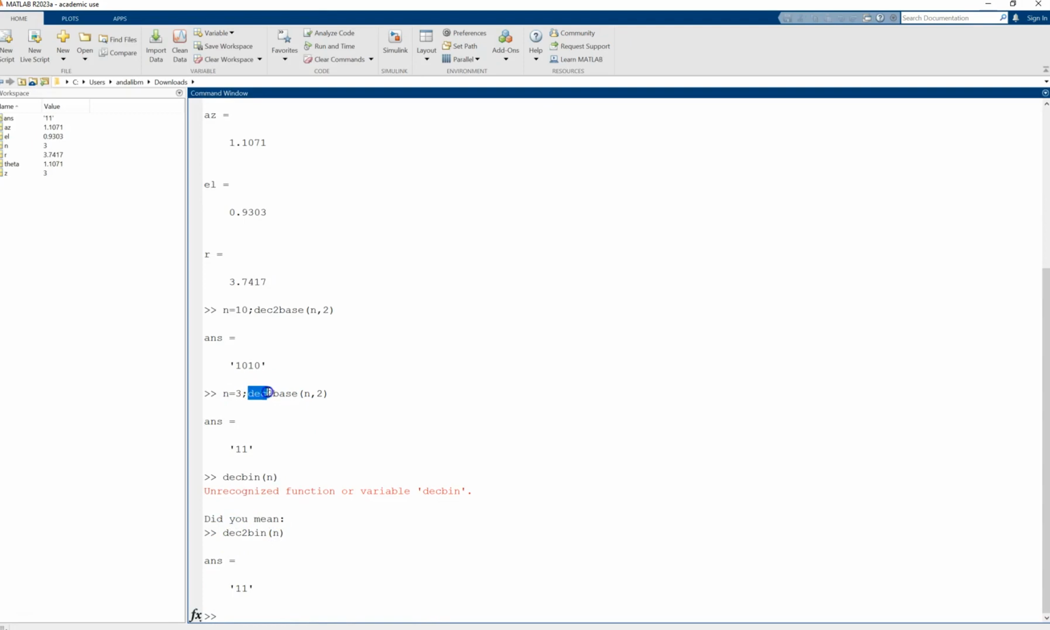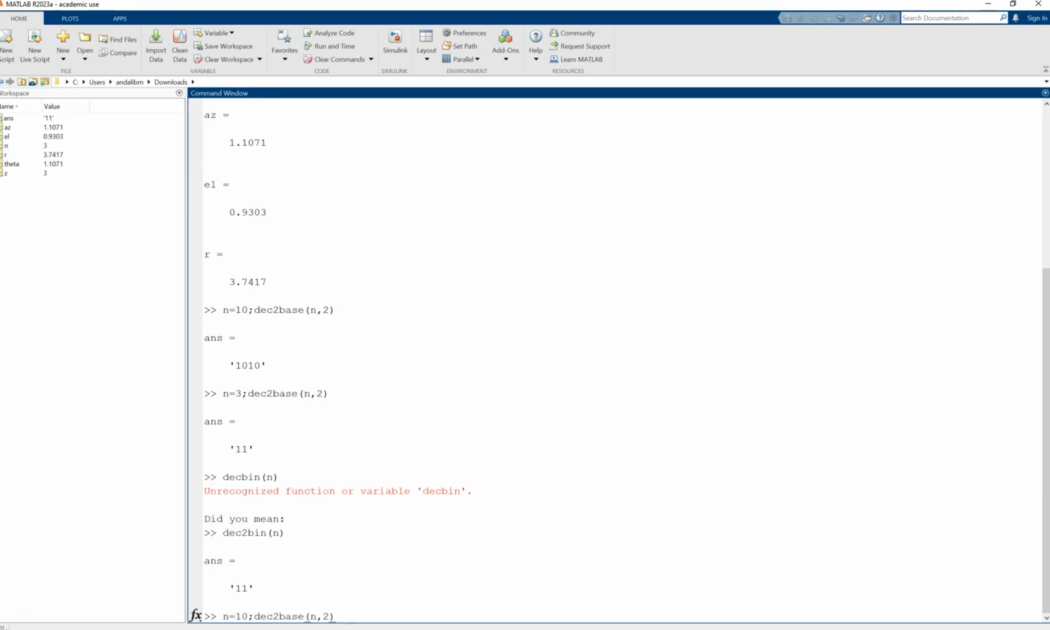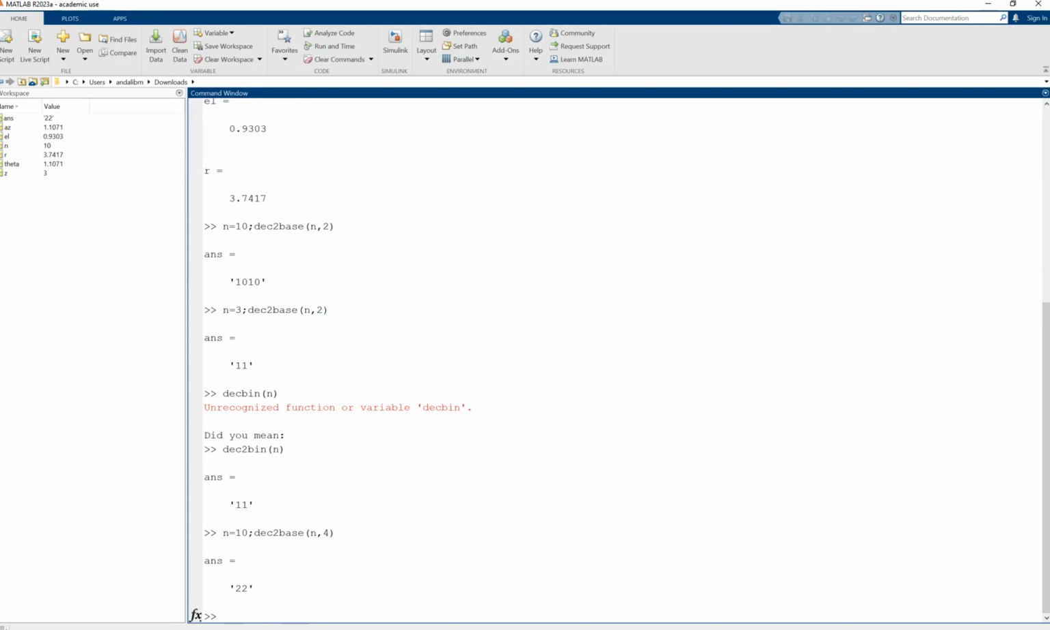But this command is more powerful because you can take it to any base you want, not just 2. For example, if I want to convert n, which is 10, to base 4 instead of base 2, I can still use this command. And you see here, this 2 is multiplied by 4 to the 0, which is 1, and this 2 is multiplied by 4 to the 1, which is 4. So 2 times 4 is 8, plus 2 times 1 is 10. Okay, so this is to go from decimal to any base, although this base has limitations.